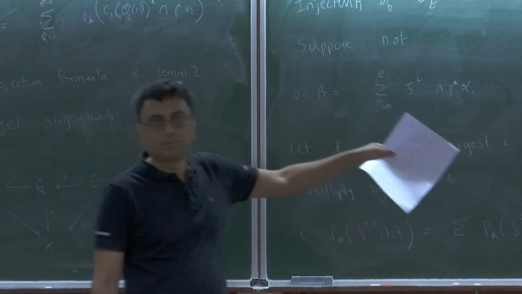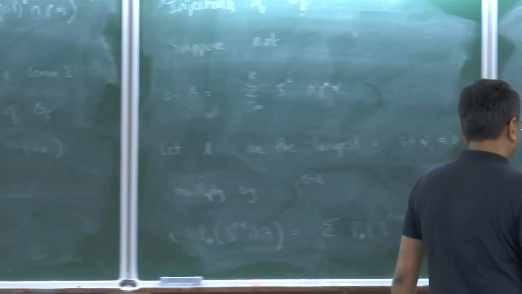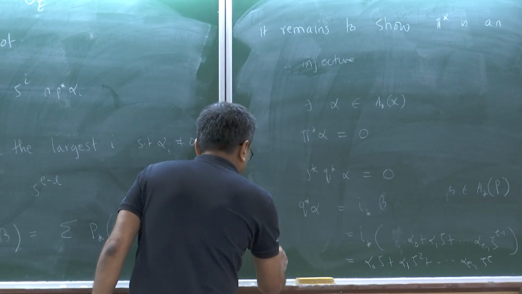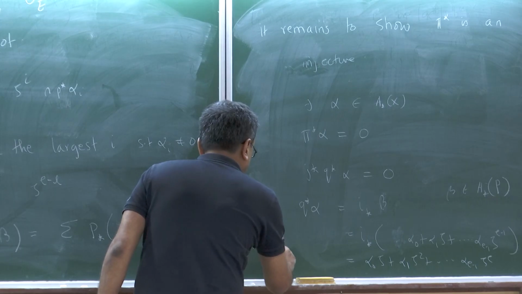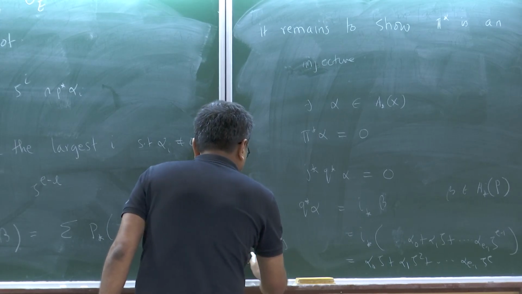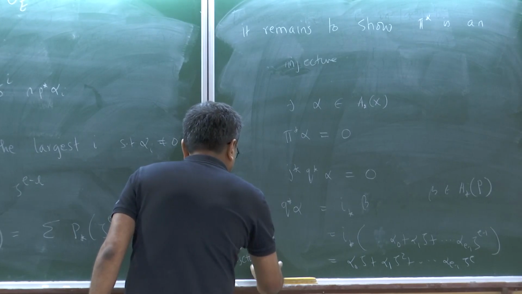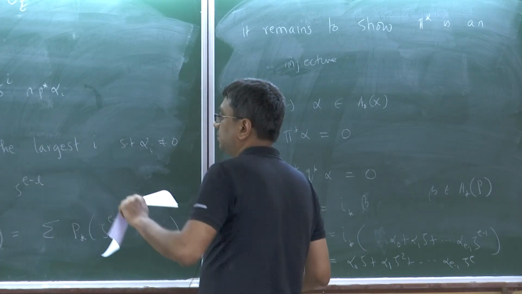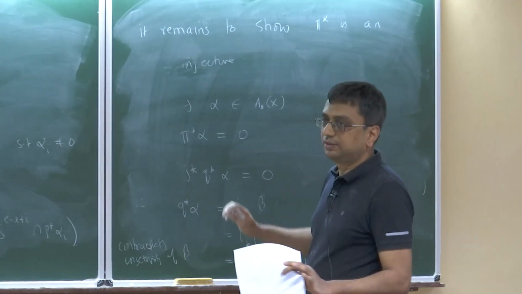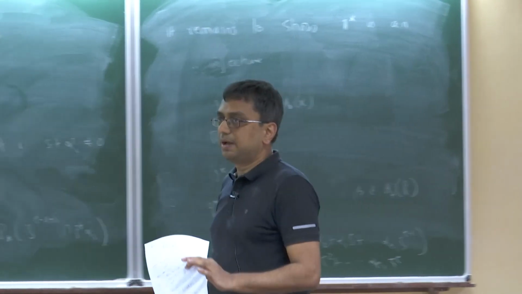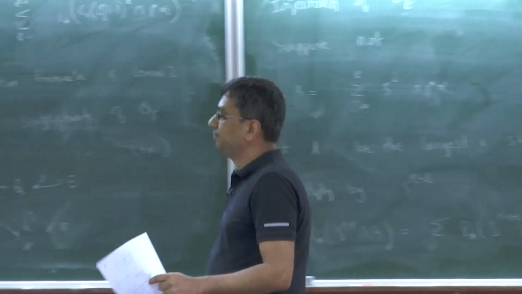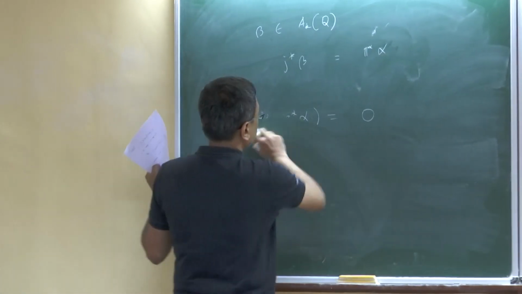So I get a linear combination which is 0. So therefore, this contradicts injectivity of beta for this vector bundle F. So that shows that for a vector bundle this pullback map is an isomorphism. So we are done. So I'll just make one more definition, and then I stop.